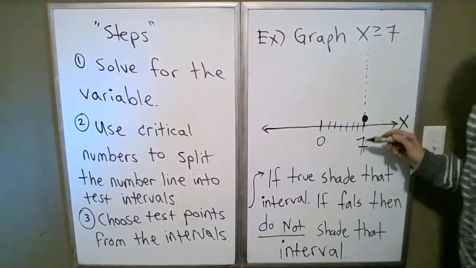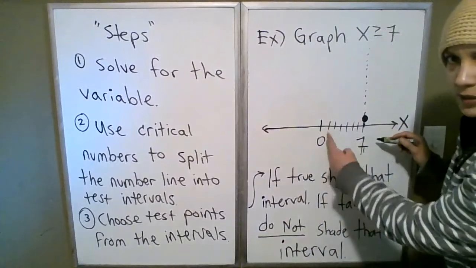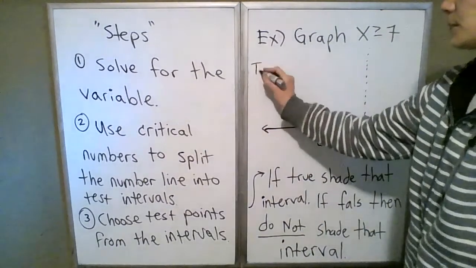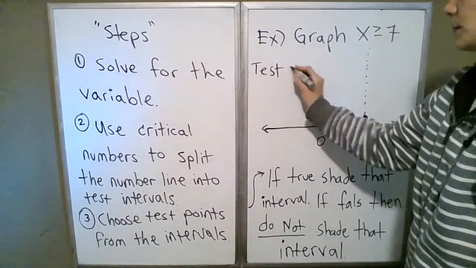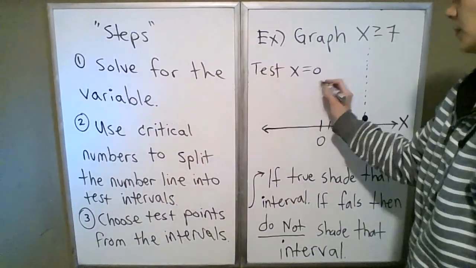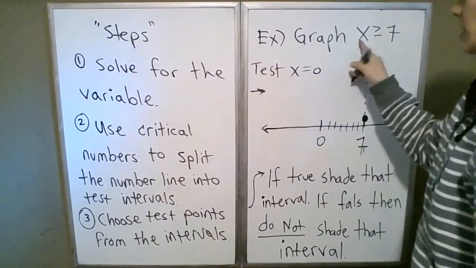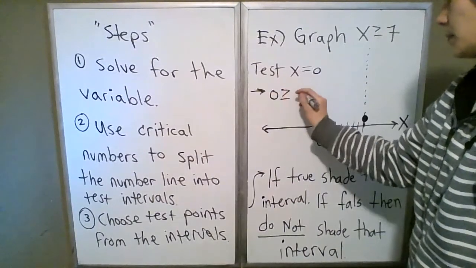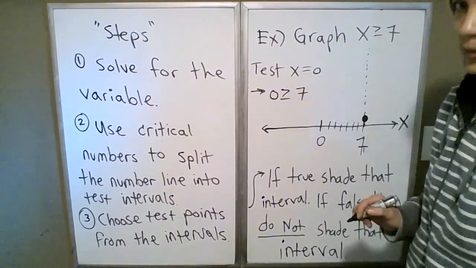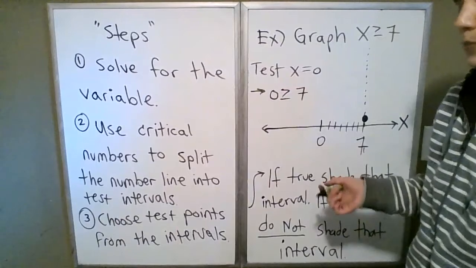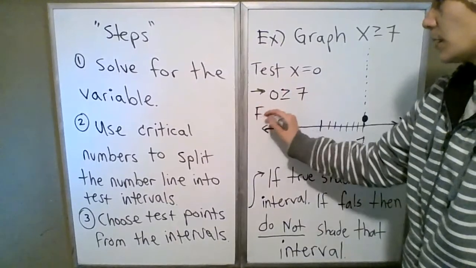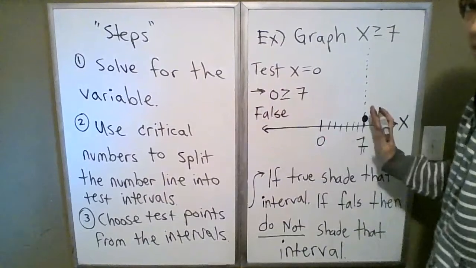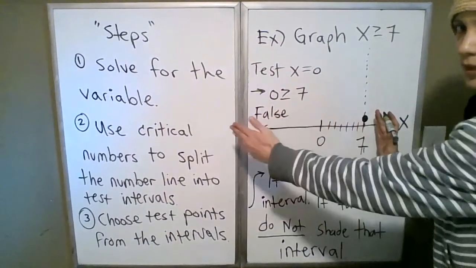Okay, so like this one, I think an easy number to test would be 0. Let's put 0 into your inequality. You'd have 0 greater than or equal to 7, which would be false. 7 is greater than 0. So this one's false. We're not going to shade over 0. I'm not going to shade any of the numbers below 7.